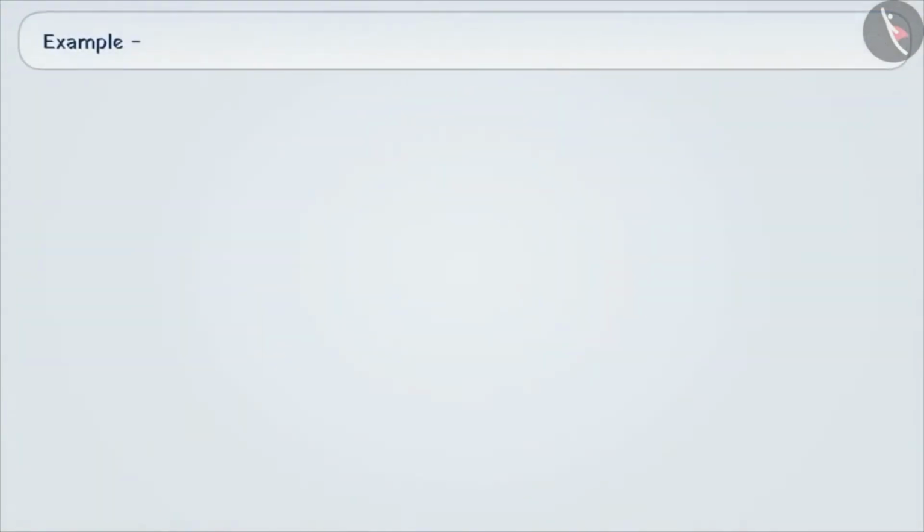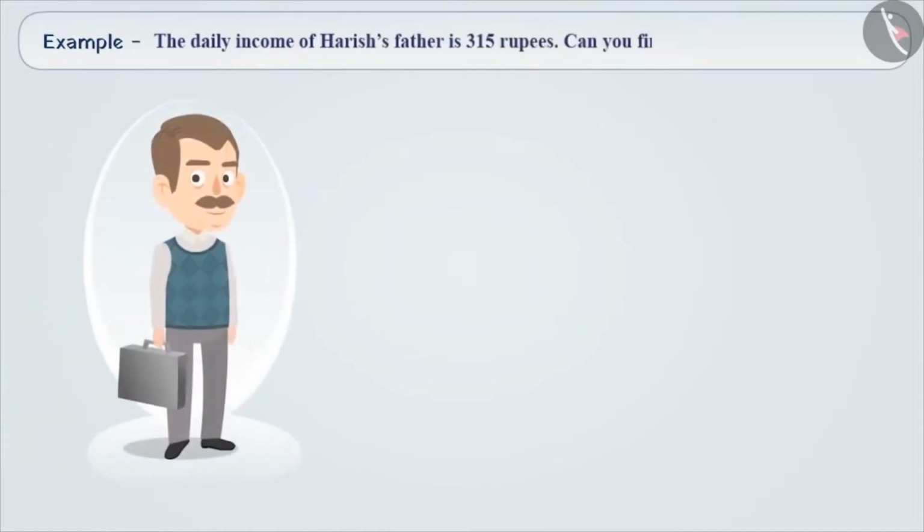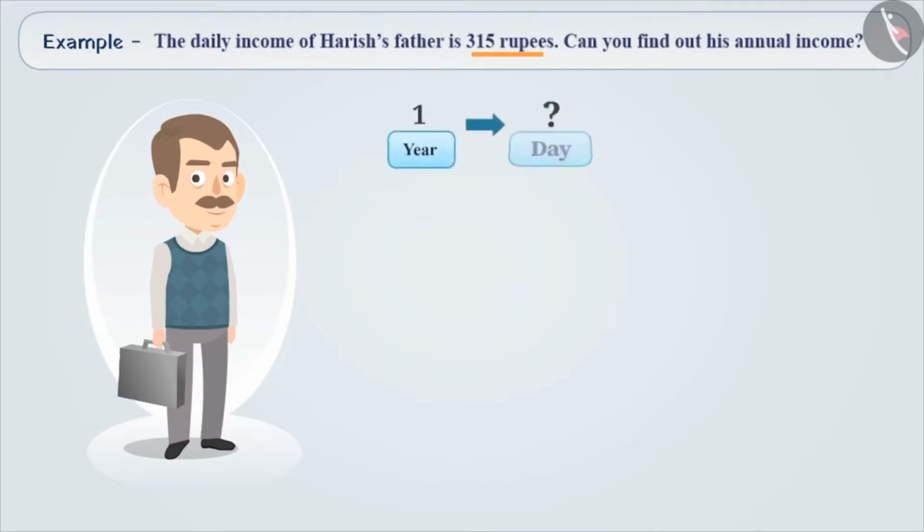The next example. The daily income of Harish's father is 315 rupees. Can you find out his annual income? In this example, it is given that Harish's father's daily income is 315. We have to find out what his annual income is. We know that there are 365 days in a year. Hence, his annual income will be 315 into 365.